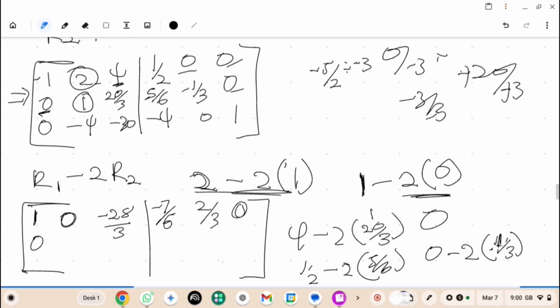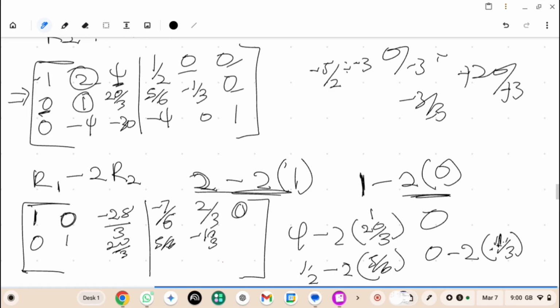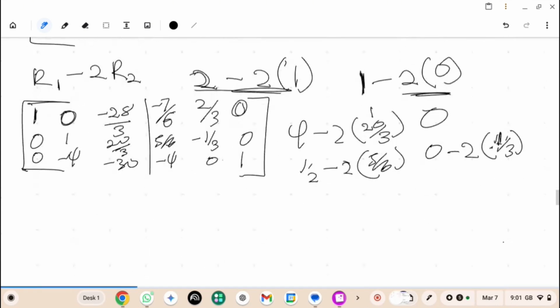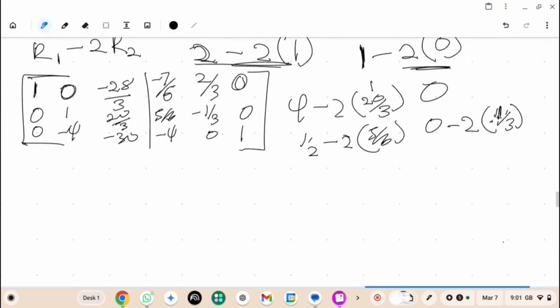So you write them: 0, 1, 20 on 3. We have 5 on 6, negative 1 on 3. You have 0 here. Make 4, negative 30, make 4, 0 and 1. So now what we are going to do is to change this negative 4 to 0.